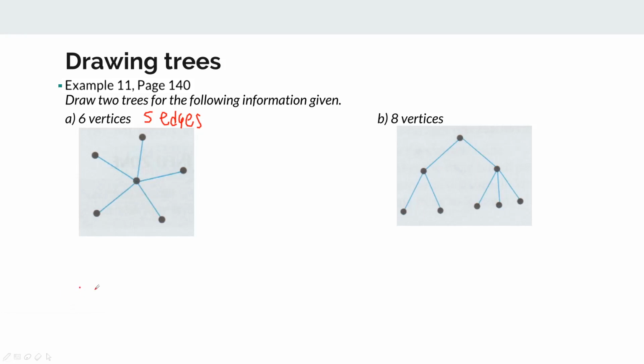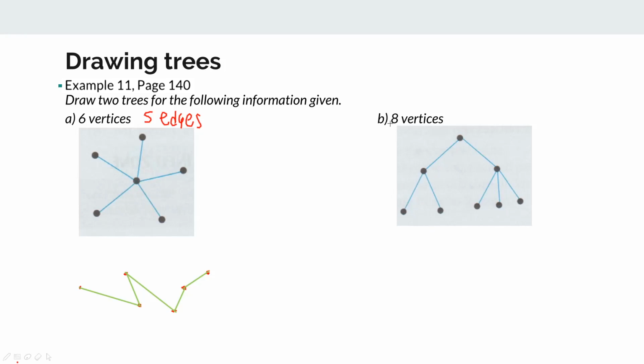So let's try to draw another tree on our own. Just have to put down the vertices first. 1, 2, 3, 4, 5, 6. Now we connect them together with lines. Yeah, I would call this a tree because it fulfills all the requirements and it does not connect in more than one way.